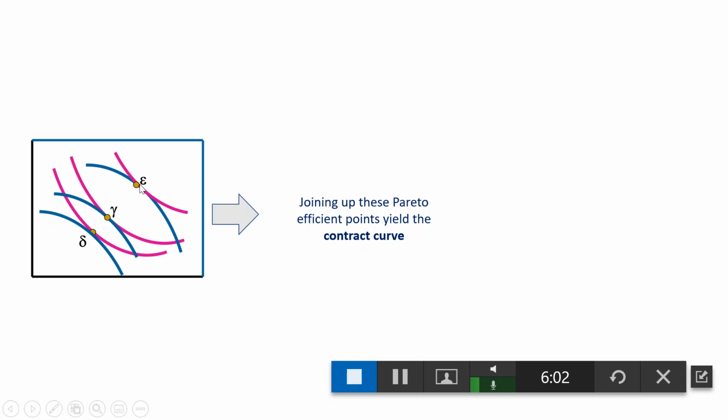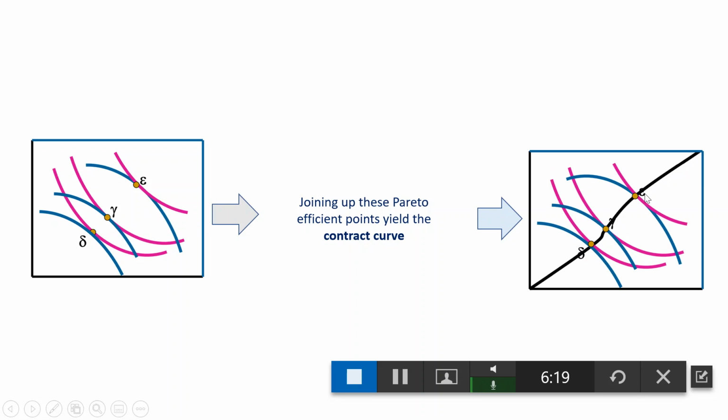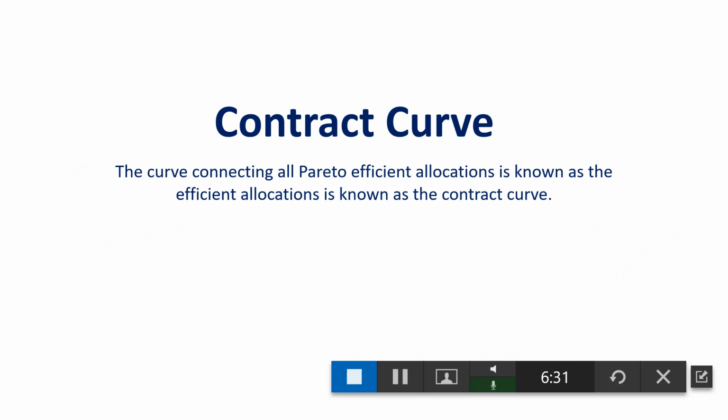The points where you are getting an optimal bundle, if you join all these points, are called Pareto efficient points. If you join all these points, it will yield the contract curve. So your contract curve is made by joining all the Pareto optimal efficient points in your Edgeworth box. The curve connecting all Pareto efficient allocations is known as the efficient allocation, and that is in turn known as your contract curve.